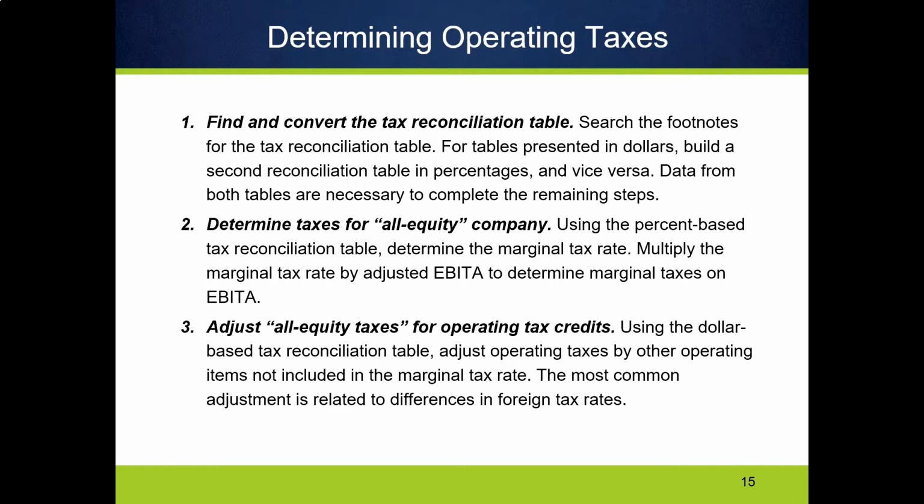Okay. So what we're looking for is to generate a tax rate that is only based on the firm's operations, so it might include some operating tax credits. Otherwise, it's the marginal tax rate for the firm's profit as if it was an all equity firm, did not have any debt.